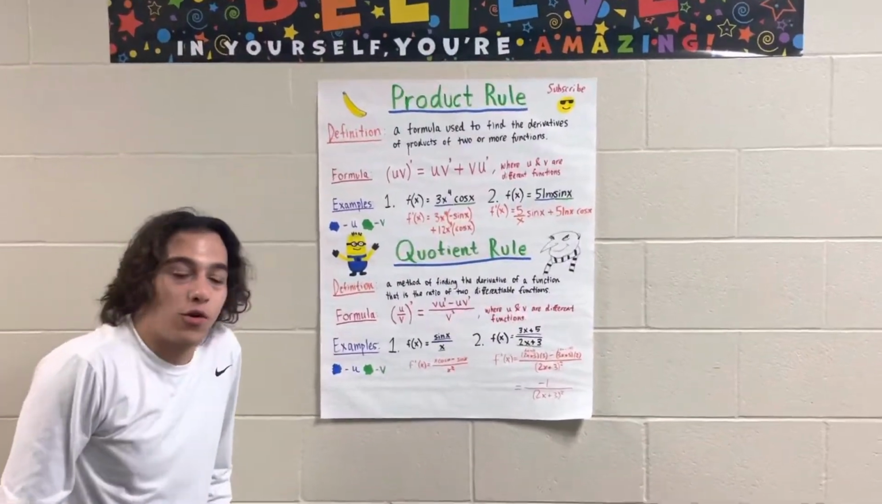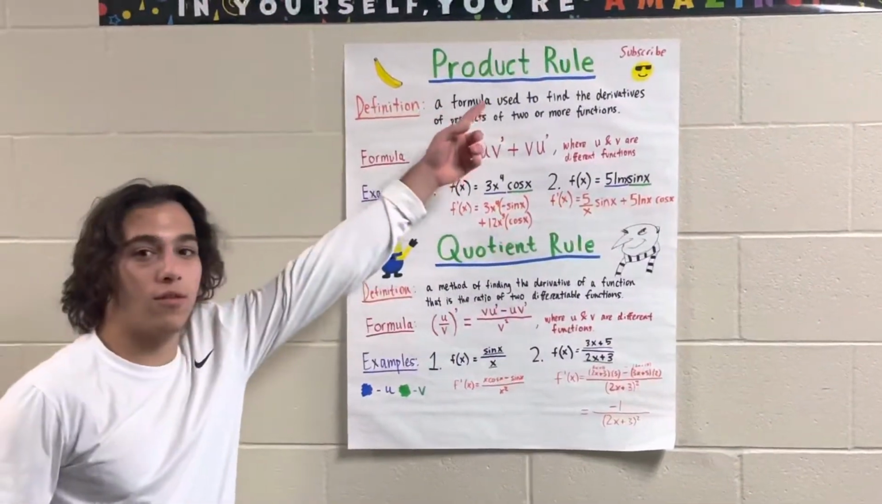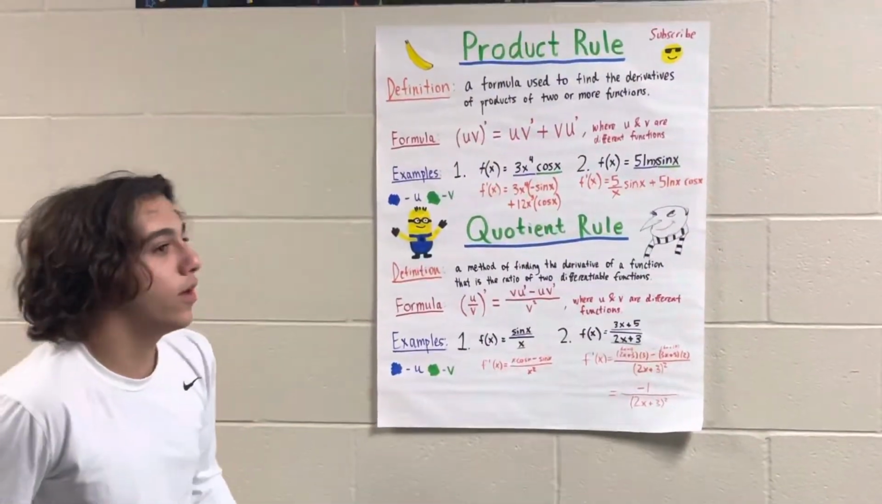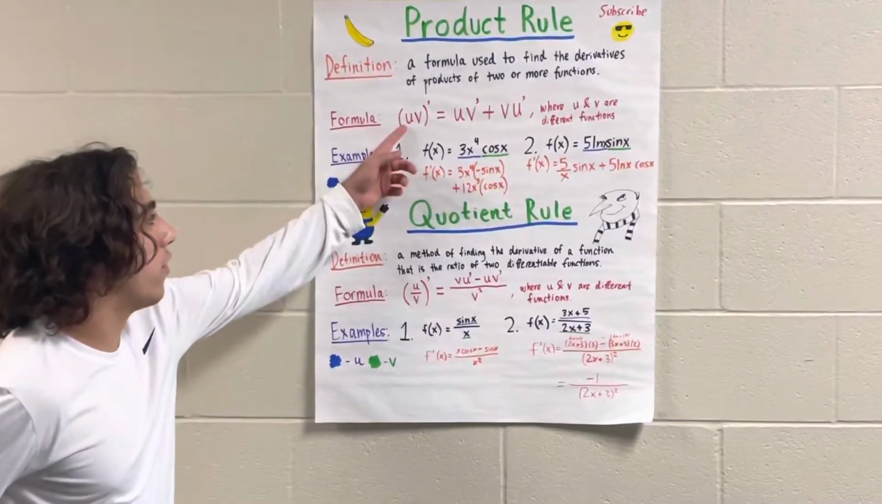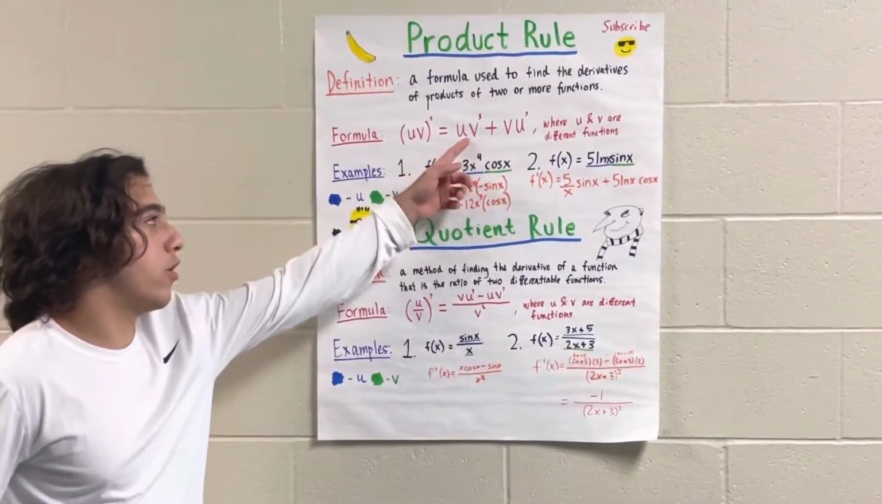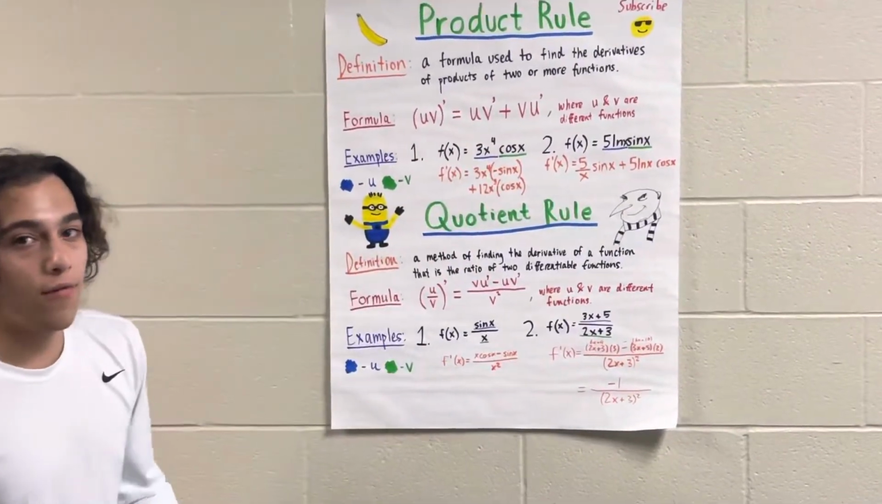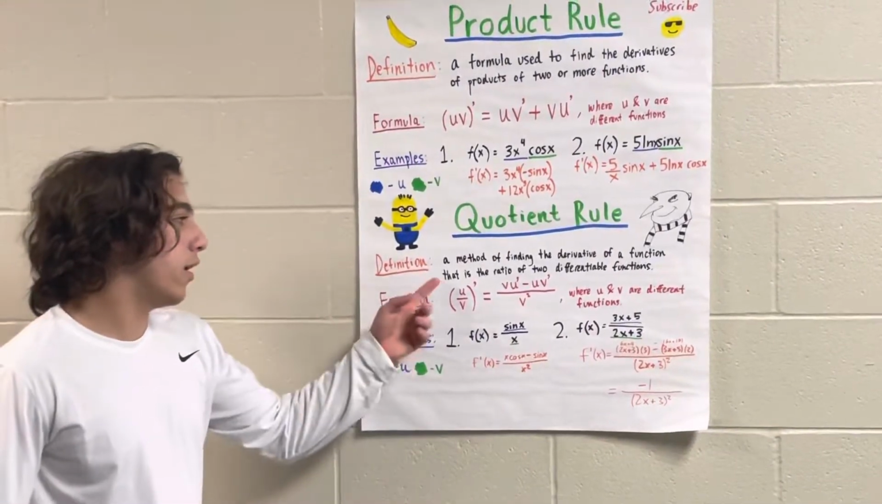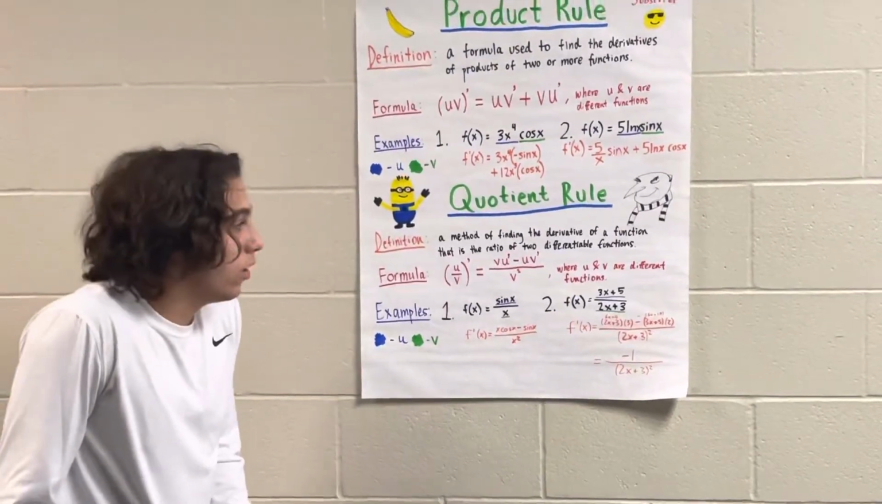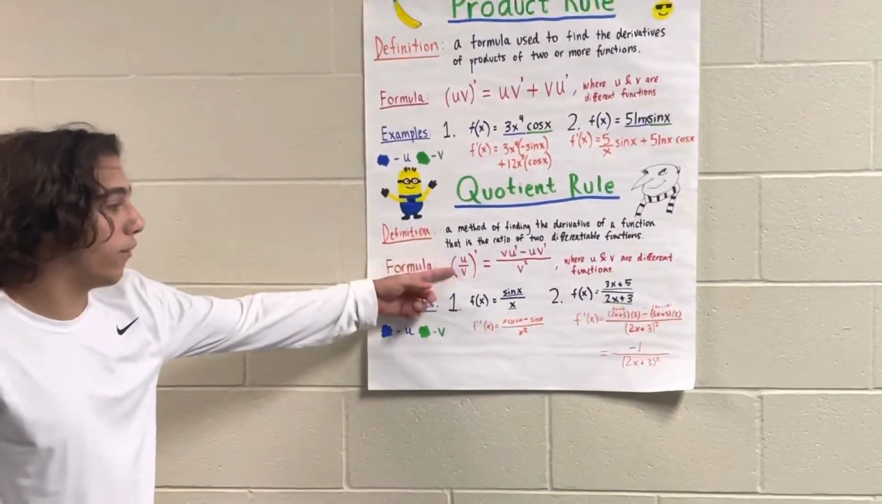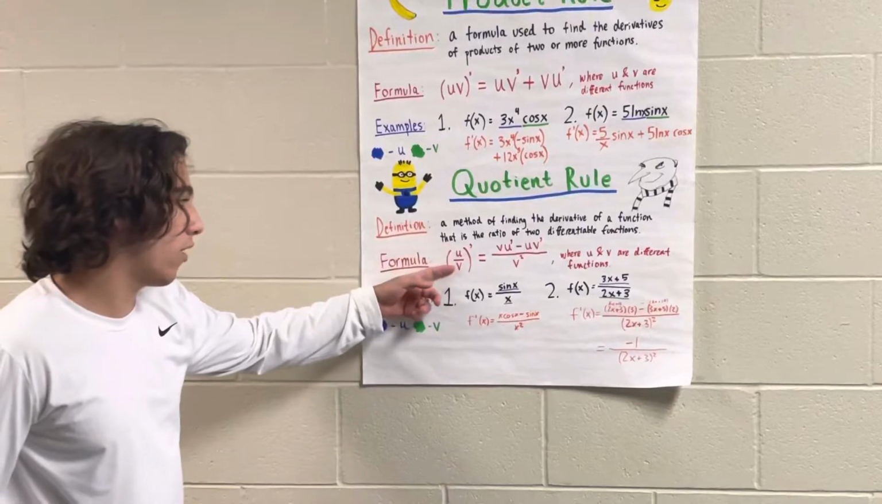Today we're going to be going over the quotient rule in continuation of yesterday's video on the product rule. In the product rule, it was just the derivative of uv, which is uv prime plus vu prime. However, for the quotient rule, it's a method of finding the derivative of a function that is the ratio of two differentiable functions. So u and v are two different functions, one on top of the other.